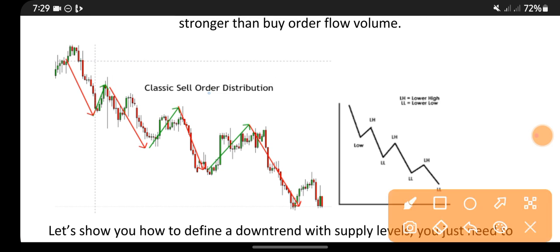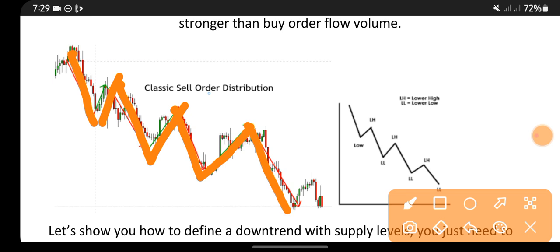As we talked about, having lower highs and then lower lows. Here's an example. Starting from here, we have a lower low, and then we have a lower high. Then we have another lower low, lower high, lower low, lower high, lower low, lower high, lower low, and so on and so forth.